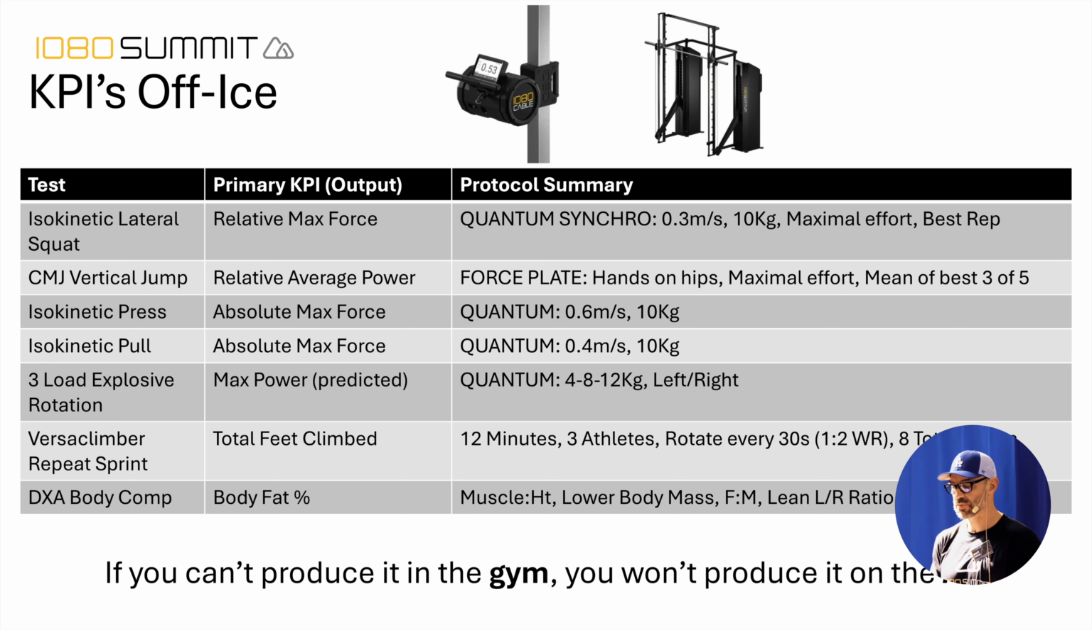In the isokinetic press, we're taking peak force, and we don't divide by body weight. It's just the absolute force. So we want to see how much they can actually produce in a pressing action. Identical in a pull. Both times we're in a half kneel position, pushing and pulling. We do the 3-load explosive rotation test. We get the load velocity profile. We're focusing right now on that predicted peak power.